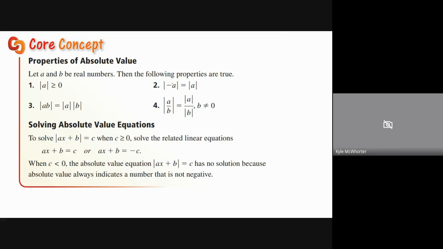Here's another one. Absolute value of negative a is equal to the absolute value of positive a. We kind of looked at that with 3 and negative 3. They're both 3 units away from 0.